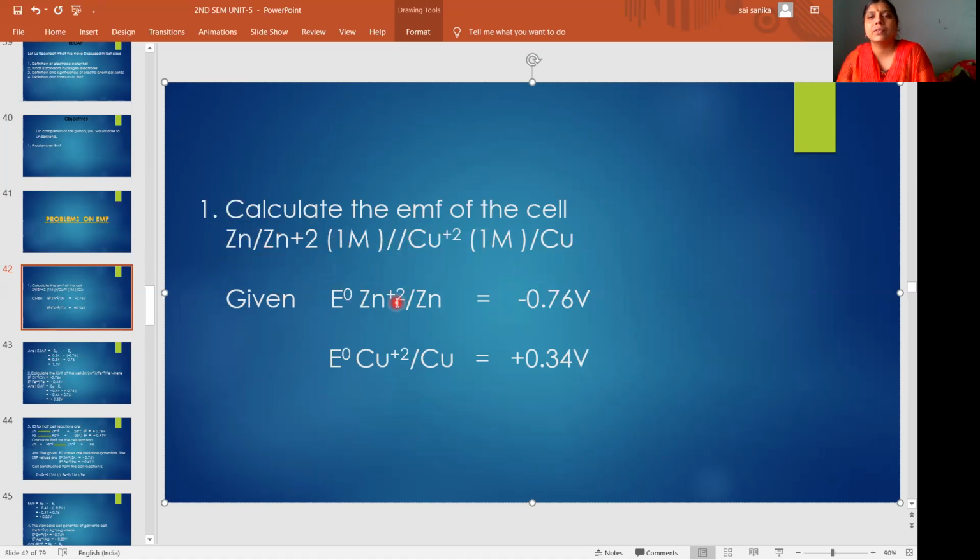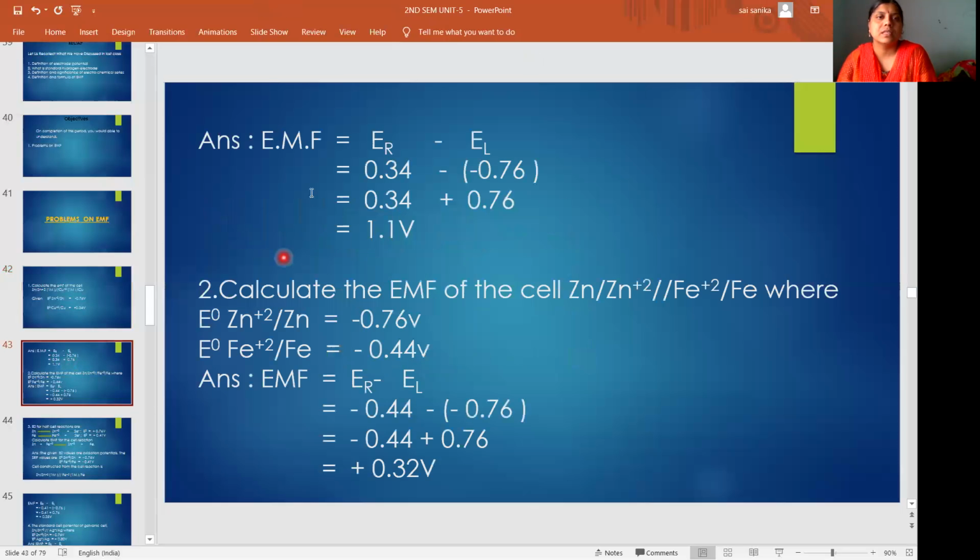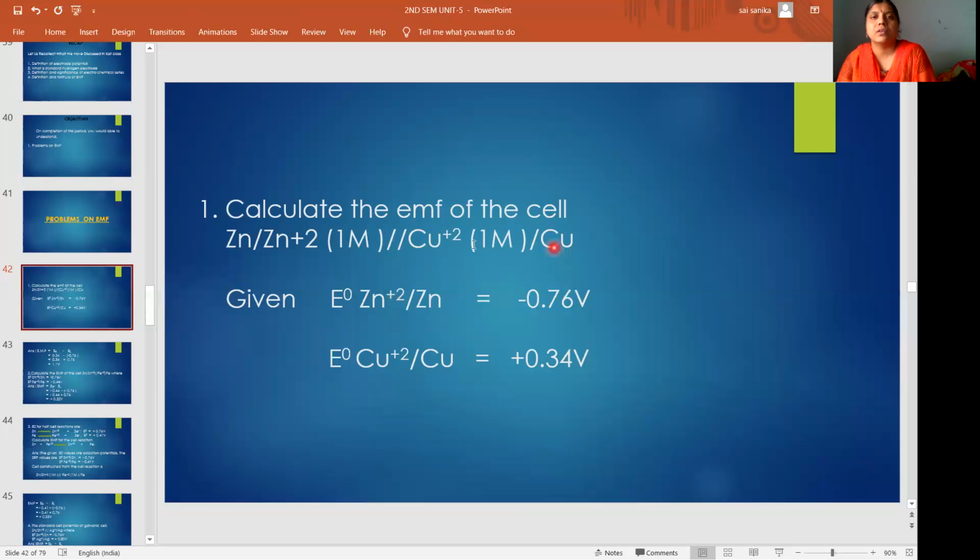Otherwise, if the reaction is given, always at the anode oxidation takes place and at the cathode reduction takes place. The one undergoing oxidation is the anode, and the one undergoing reduction is the cathode. Here the cell is given, so this is the cathode and this is the anode. Then what is the formula? EMF of a cell is calculated by the formula E right minus E left. On the right hand side, which electrode is given?